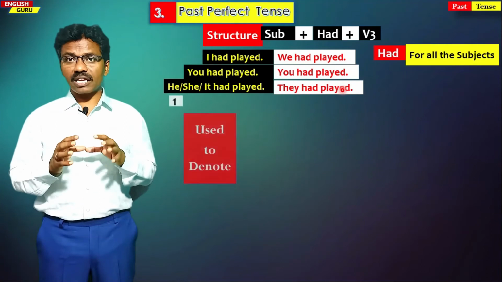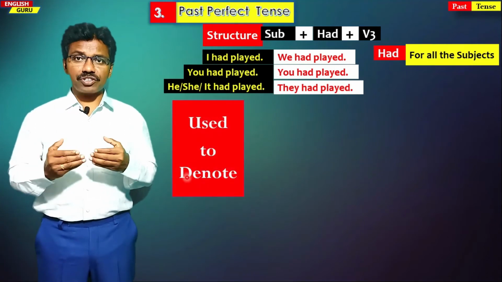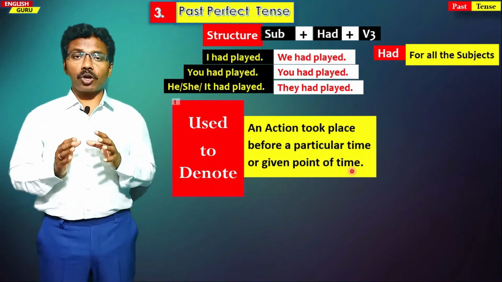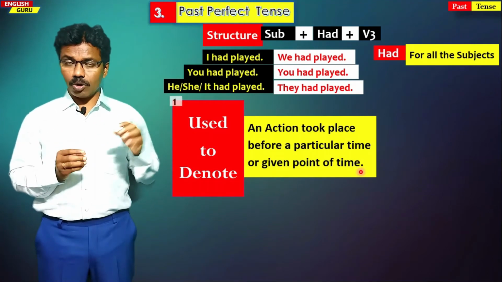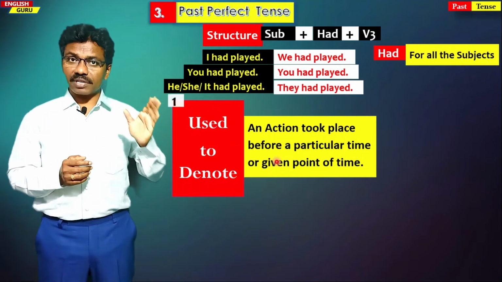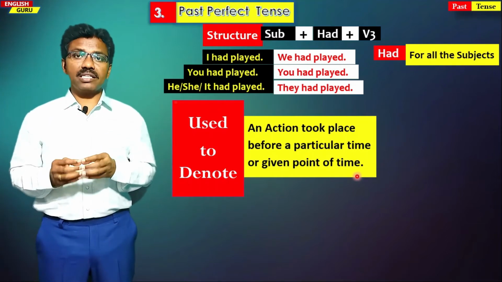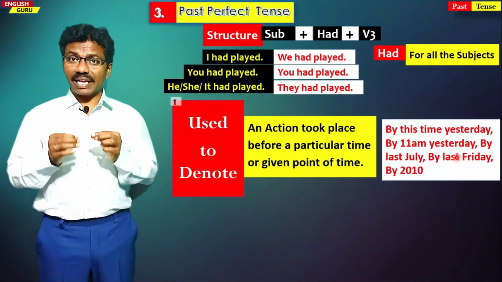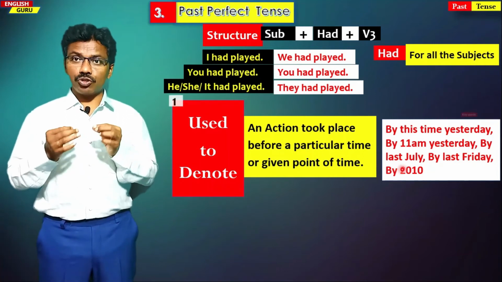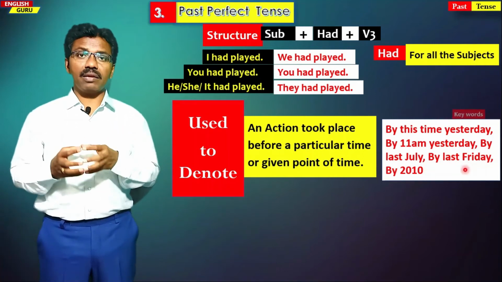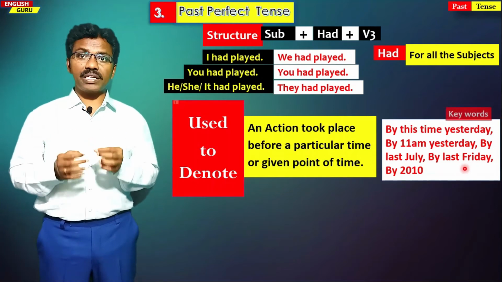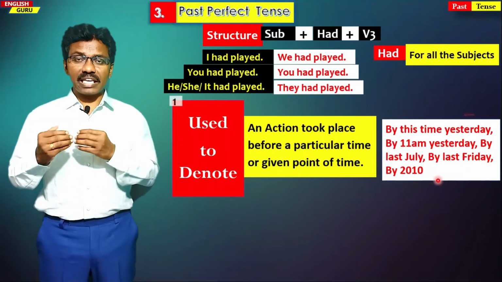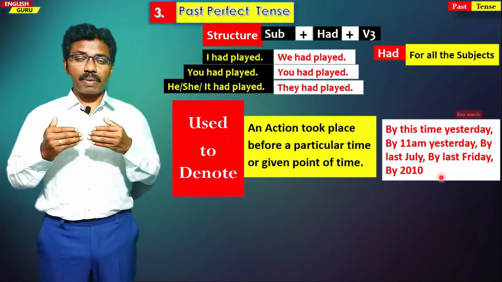Past perfect tense is used to talk about an action that took place before a particular time or given point of time in the past. And there are certain keywords like by this time yesterday, by 11 a.m. yesterday, by last July, by last Sunday, by last Friday, by 2020 or by 2010. These are all the keywords that are used in past perfect tense.